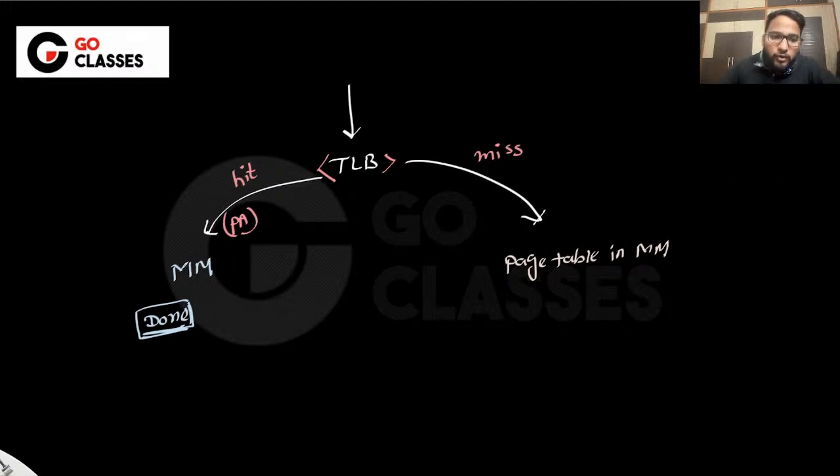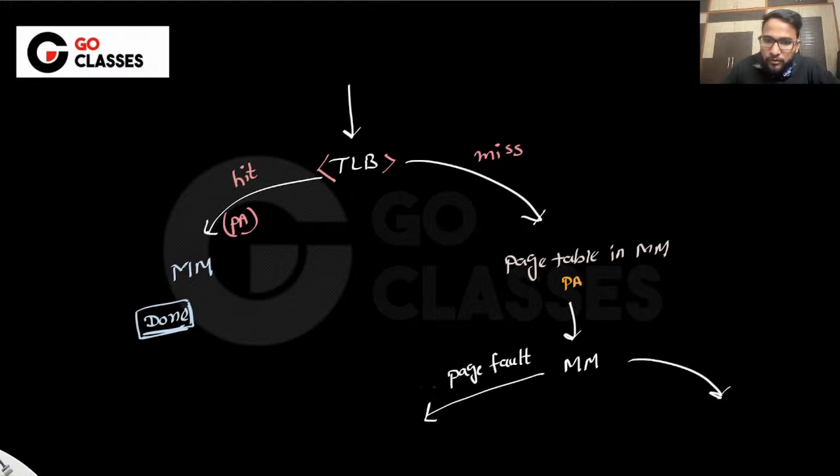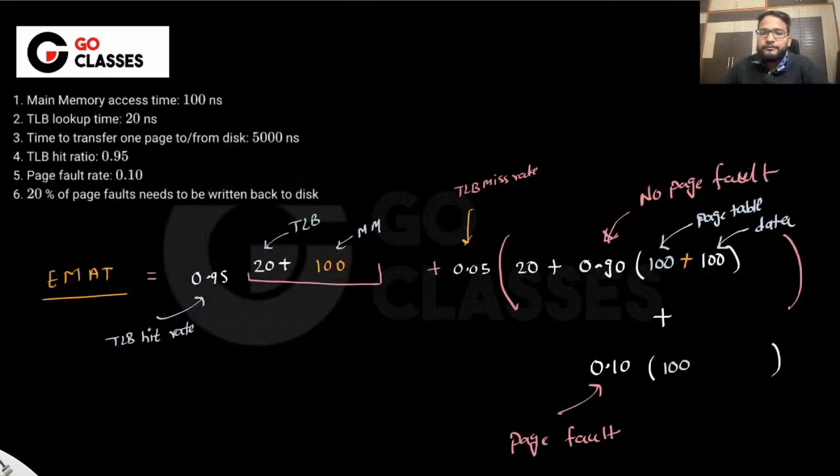So from here you get your physical address, and now you go to the main memory, right? Now you go to the main memory and then you go to the main memory again. Then you ask whether there is a page fault or there is no page fault. Okay, so let me just, a second.